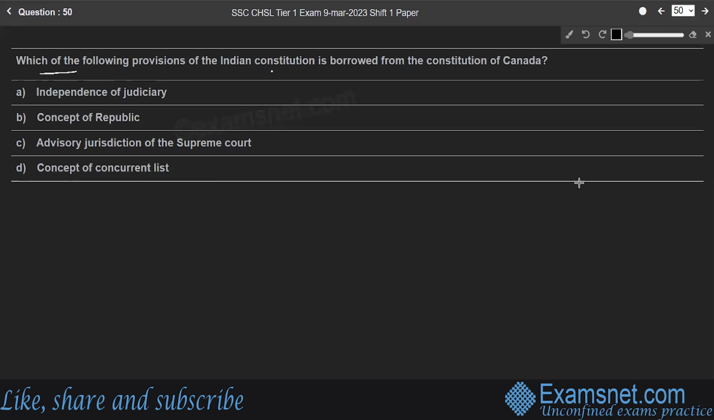Question 50. Which of the following provisions of the Indian Constitution is borrowed from the Constitution of Canada? Right? Here, option C, advisory jurisdiction of the Supreme Court. Right? This provision is borrowed from the Constitution of Canada. So, option C is the right answer.